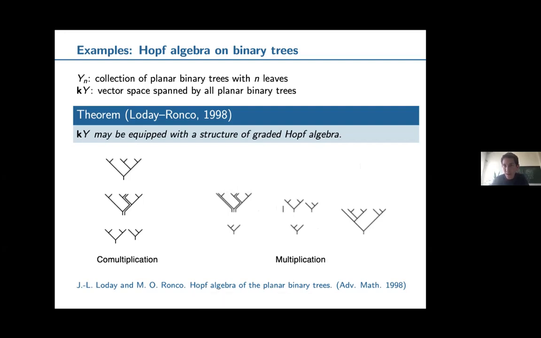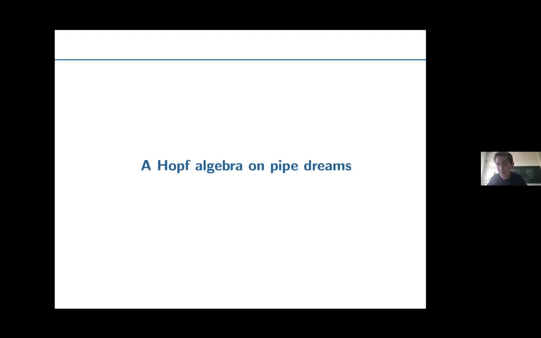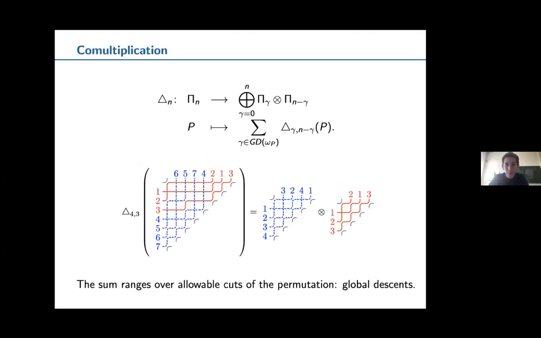Okay. And now what I want to do is to define a Hopf algebra structure on pipe dreams. And for that, I will also tell you what the multiplication and the comultiplication are. So for the comultiplication, given a pipe dream, I need to split it into 2 smaller ones. And in order to do so, I will first split the permutation in 2. So I will cut here, and I have a blue permutation on the left and a red permutation on the right. And then this 2, 1, 3 on the right is this 2, 1, 3 over here. And this 6, 5, 7, 4 becomes 3, 2, 4, 1. Again, I'm just relabeling the numbers so that it becomes a permutation. So I'm doing the standardization of the permutation.